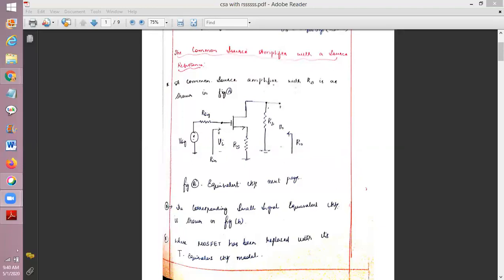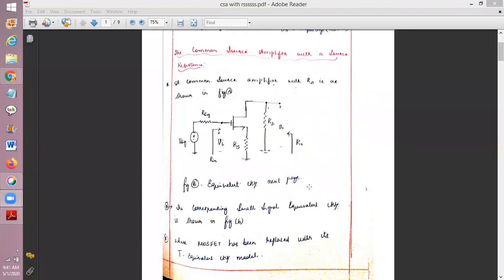MOSFET has been replaced with its T equivalent. Why has the MOSFET been replaced with the T equivalent? When the source resistance is present. Very, very important: when the source resistance is present, we go for the T equivalent circuit. When source resistance is not present, we go for the hybrid equivalent circuit.